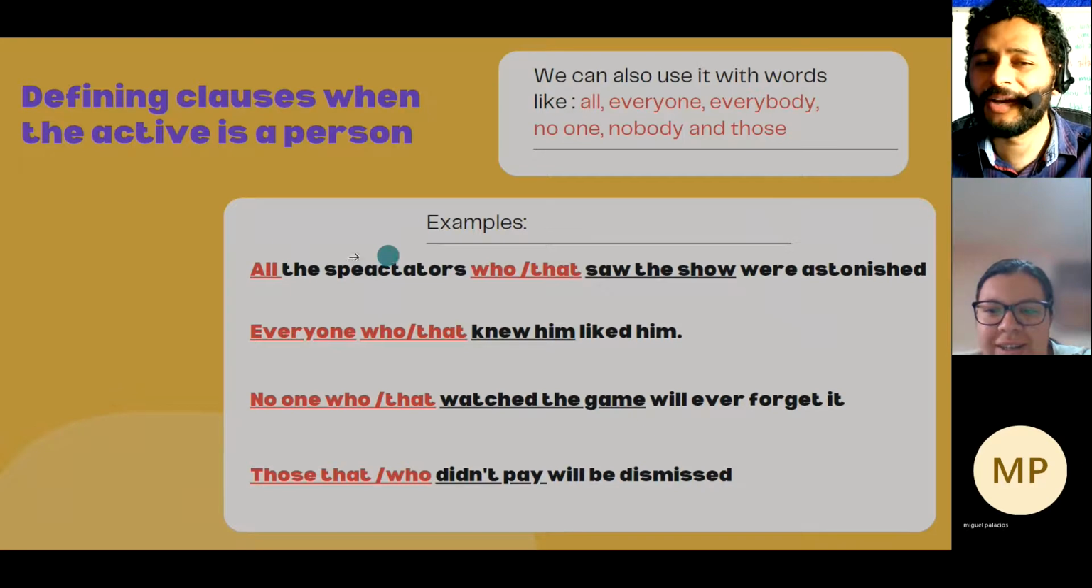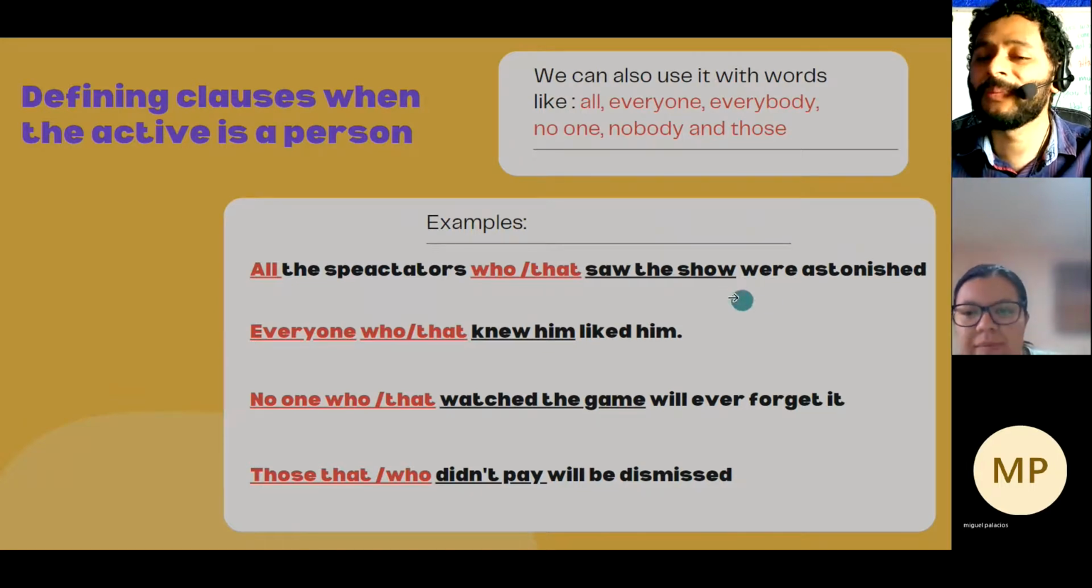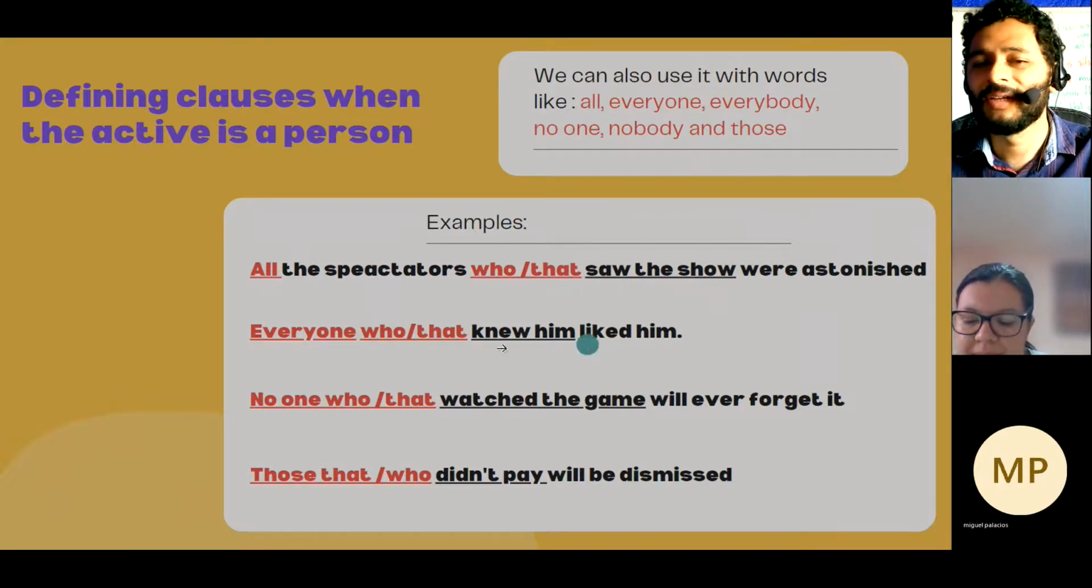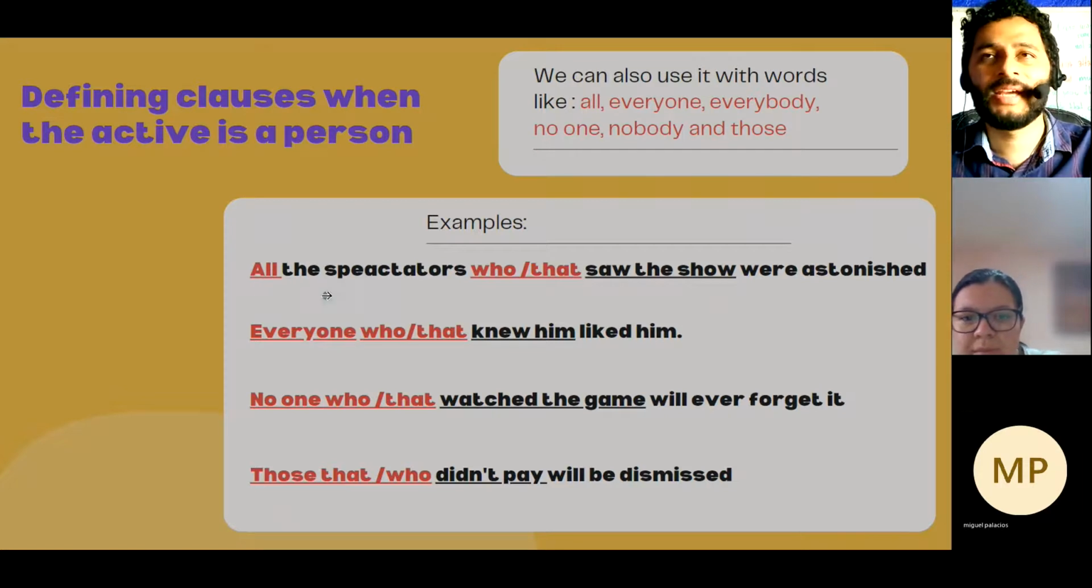Entonces, so you have all the spectators who saw the show. All that is the subject. All the spectators who saw the show were astonished. So where is the auxiliary and also the verb? Then astonished, the complement. So how would you, okay, so how would you say, Nadia?